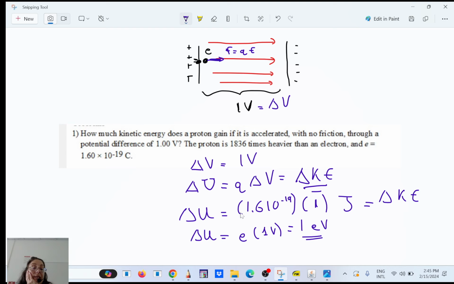1 eV is the same thing as 1.6 times 10 to the negative 19 joule. So 1 eV is a unit of energy, and that's going to be this. Remember, we talked about that with the X-ray machine. You have 50,000 volts, so 50,000 eV. That will be the potential energy that will turn into kinetic energy.